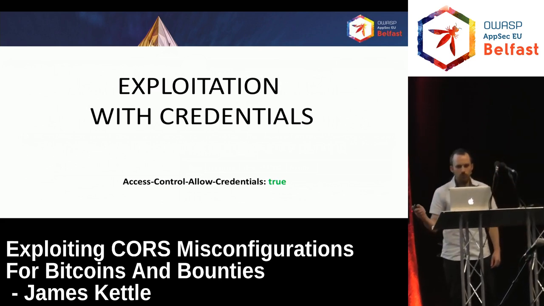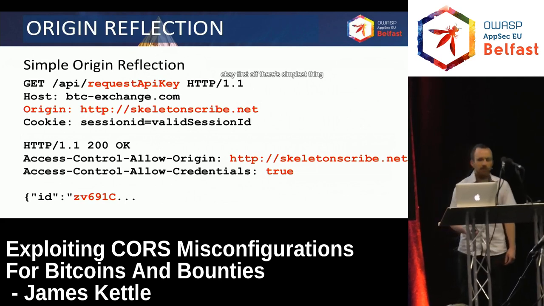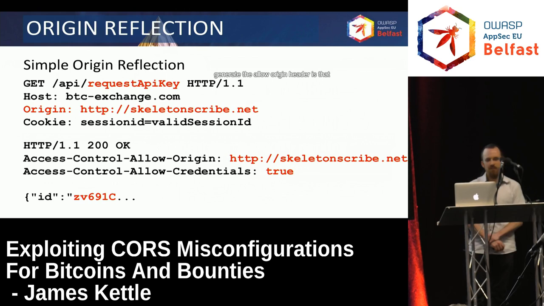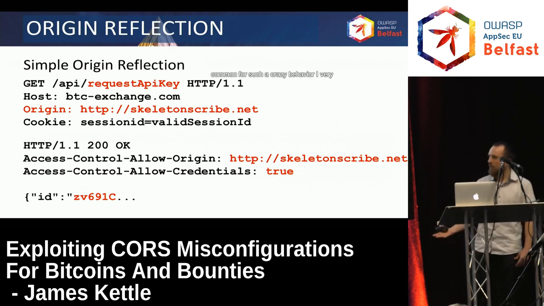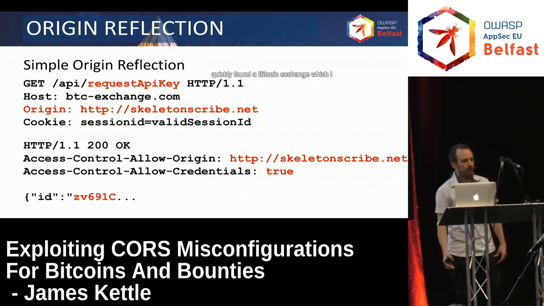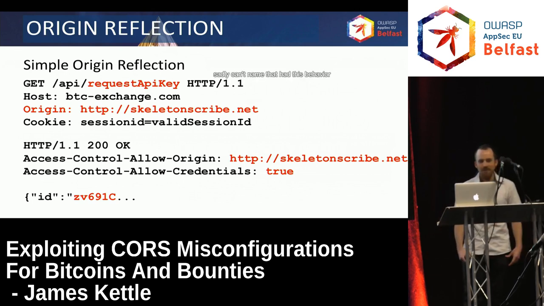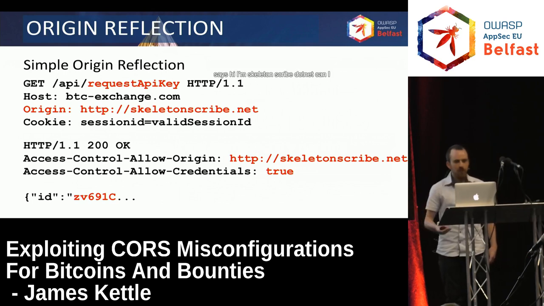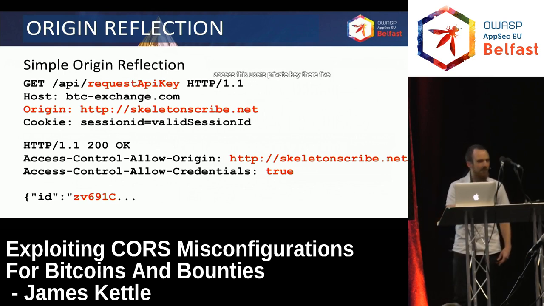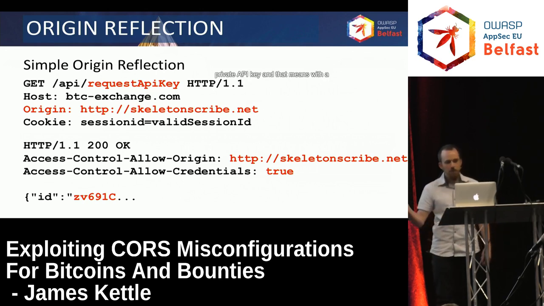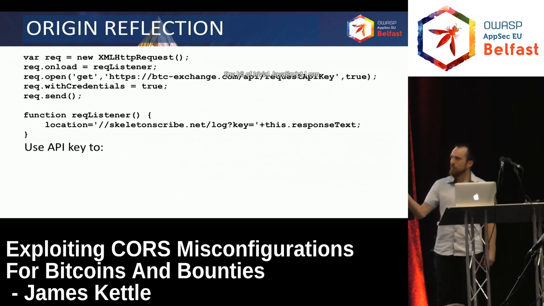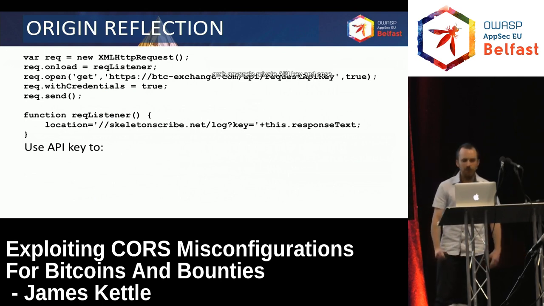Okay, first off, the simplest thing that can go wrong when you dynamically generate the allow origin header is that you just reflect whatever origin header you get given, which is surprisingly common for such a crazy behavior. I very quickly found a Bitcoin exchange, which I sadly can't name, that had this behavior. So if we look at the top request, this says, "Hi, I'm skeletonscribe.net. Can I access this user's private key?" Their private API key, that is. And this exchange says, "Yeah, skeletonscribe.net, you sound trustworthy. Have this user's private API key." And that means with a tiny bit of trivial JavaScript, I can grab anyone's private API key.